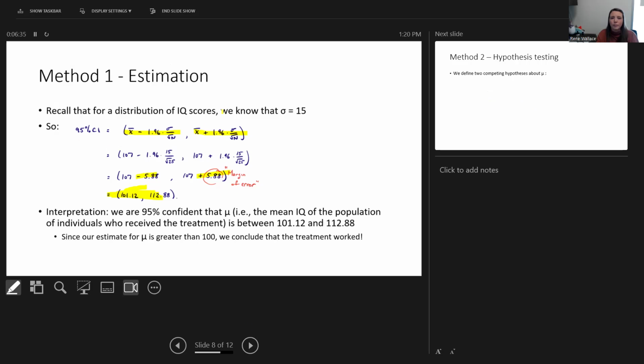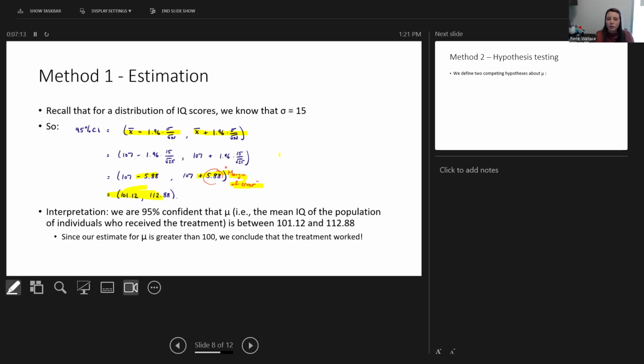We know that the standard deviation for IQ scores in general is 15. I'm 95% confident that my score is between 101.12 and 112.88. For this particular example, this 5.88, we're going to call the margin of error. It has a term, the margin of error. We're 95% confident that the mean IQ of the population of individuals who received my treatment is between 101.12 and 112.88.